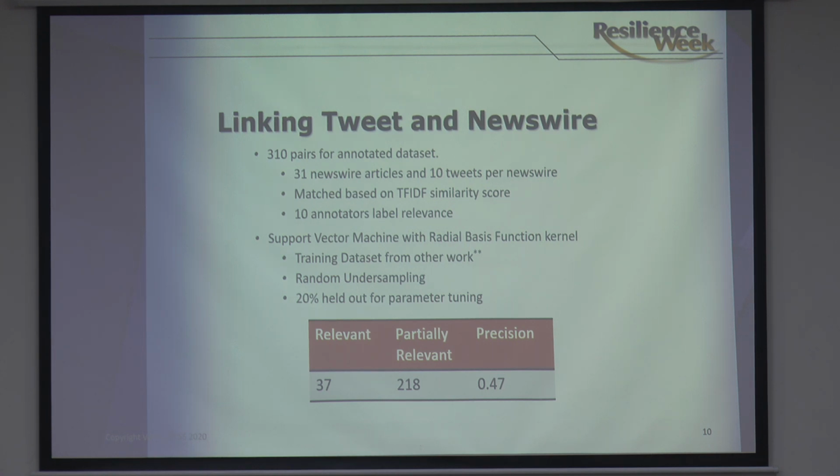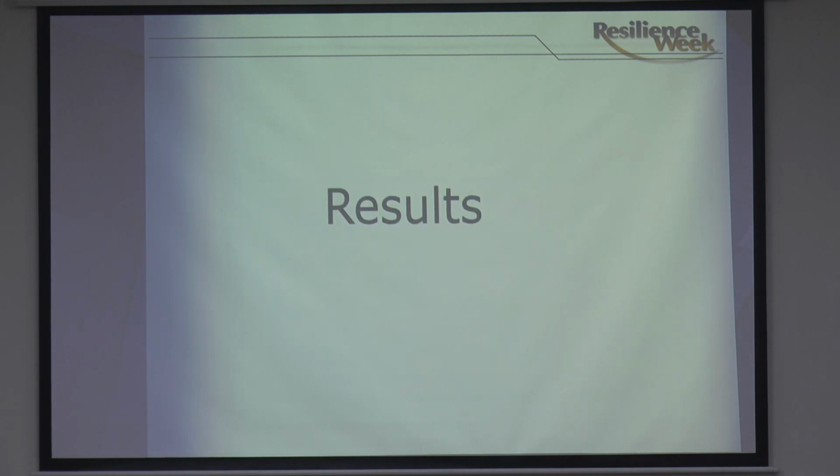because most of the pairs are actually irrelevant pairs, and there is only a very small fraction of relevant pairs. So we did some random undersampling and also hyperparameter tuning, and you can see that the precision was roughly 47%. It's pretty low, but still it's indicative that at least we are getting some useful results from this. And so we move ahead with the relevant tweets and their corresponding Newswire articles.